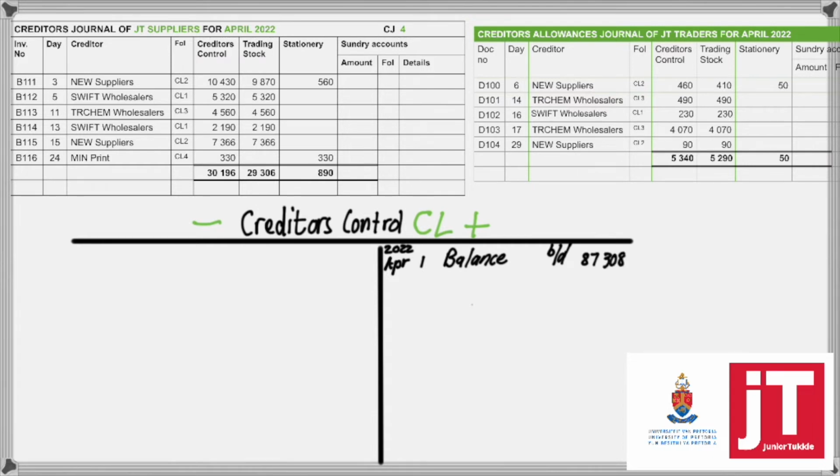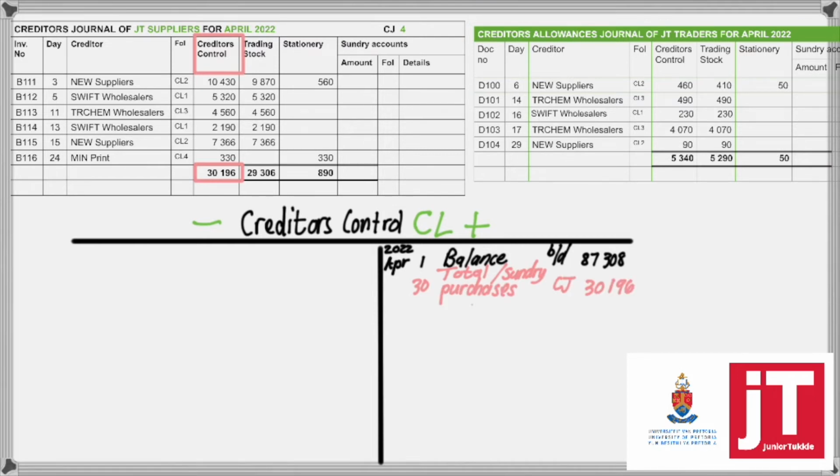Because it's a liability, it will have a credit balance brought down, and that you would have seen right at the beginning of the activity in the list of opening balances, 87,308. Now I need to post from the creditors journal and the creditors allowance journal. So if I post from the creditors journal, for the creditors control account, I need to look for the creditors control column. And I post that total of the column at the end of the month. I purchased more on credit if it's in my creditors journal, so it must increase my debt. So it will be on the credit side.